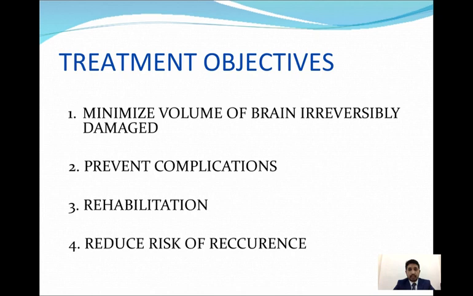Second objective is that if we have saved or are unable to save that brain tissue, we prevent complications. Then rehabilitation, so that the patient can go back home and live normally, and then reduce the risk of recurrence. Let's start with the treatment.